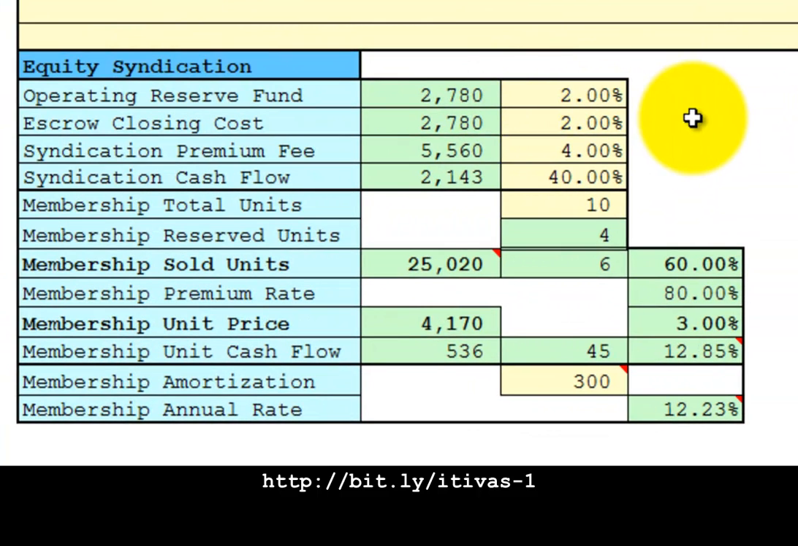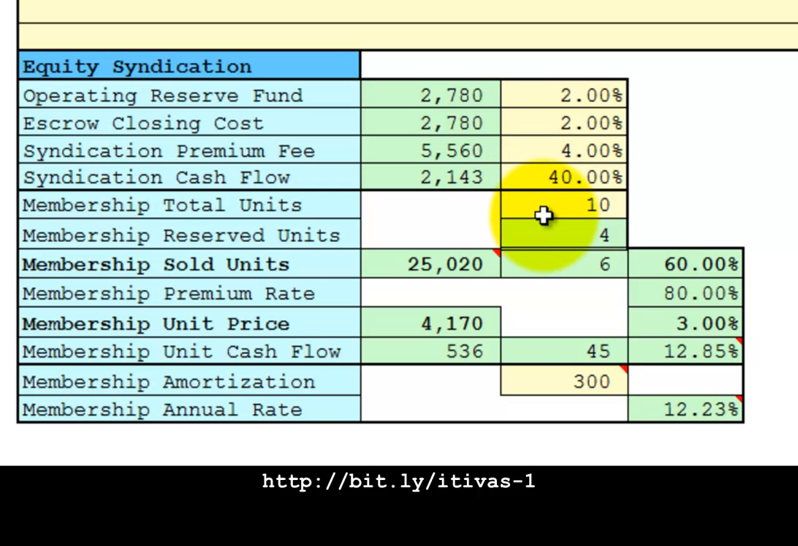Over here in equity syndication, I've guesstimated about a 2% operating reserve fund, escrow closing costs of about 2%, a syndication premium fee of 4% of the asking price, and a 40% share of the cash flow and exit strategy.